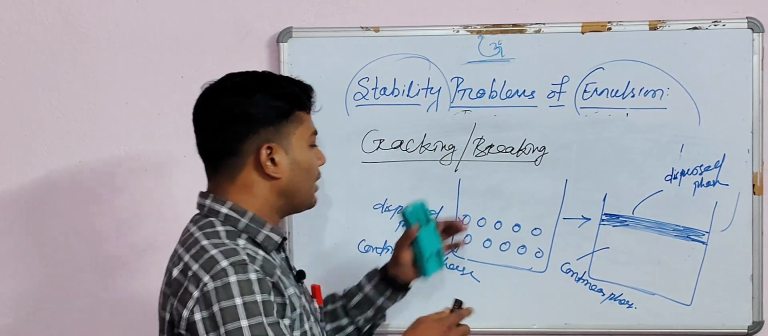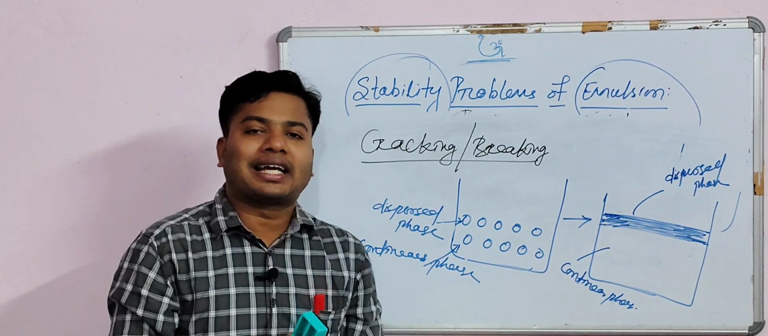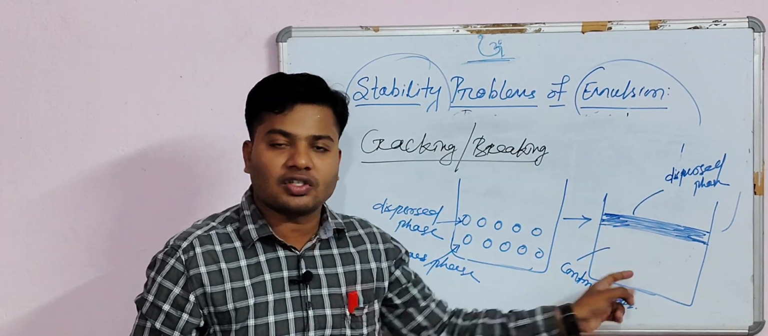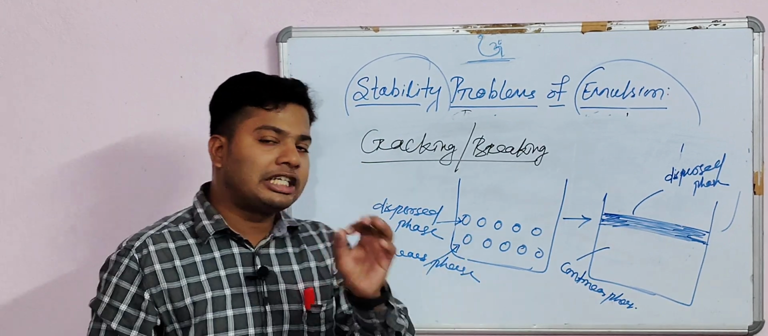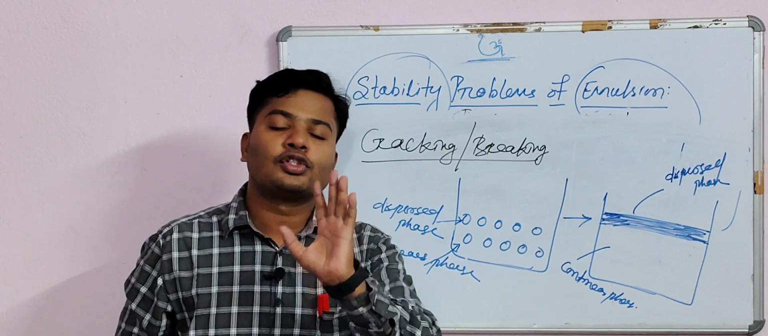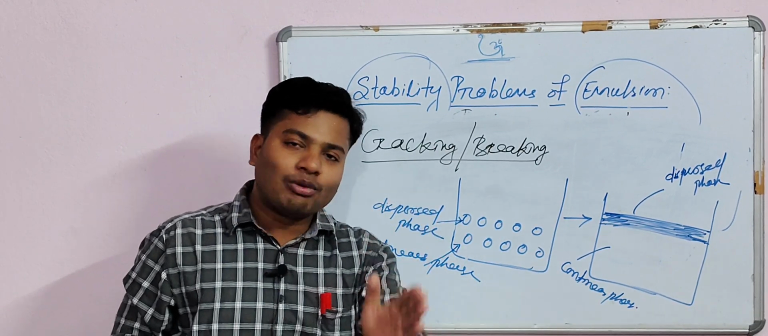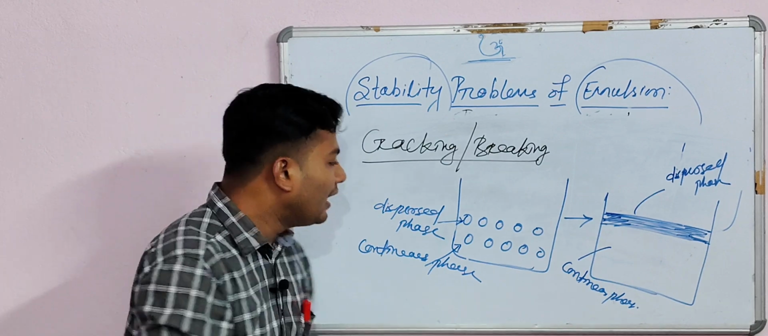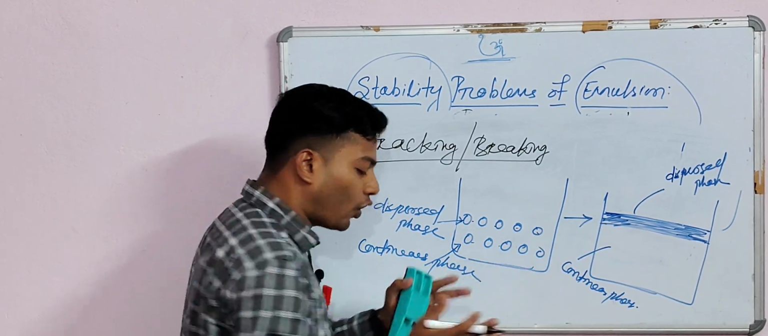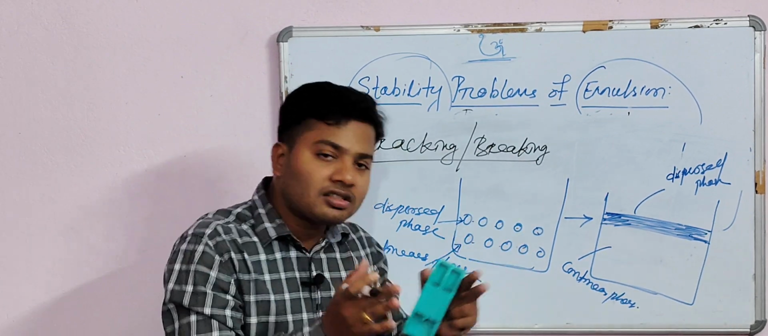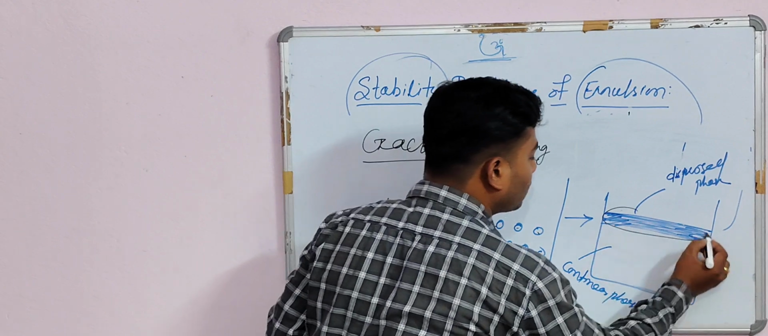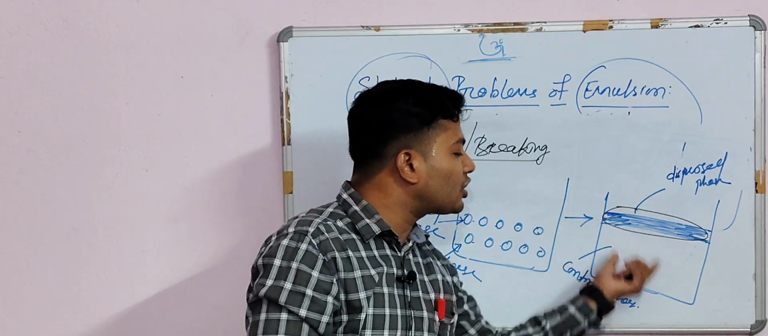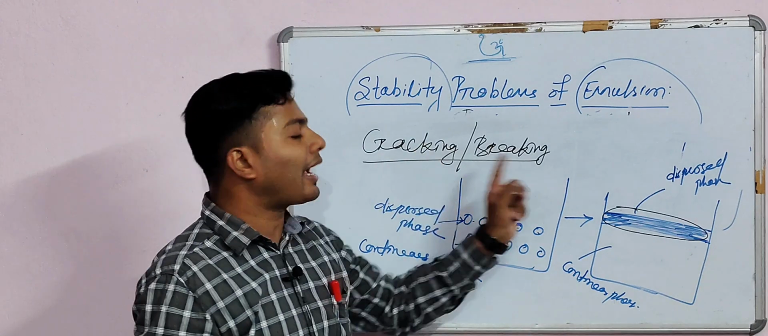My dear students, listen carefully to what I am telling regarding cracking. What do you mean by cracking? Cracking means the complete separation of two layers, one is the dispersed phase and the other is the continuous phase, due to coalescence of dispersed globules during storage. That means during or after preparation, when you store it, the globules come in contact with each other and coalesce, forming large globules. That leads them to separate from each other, and when the two phases separate, you can say that is cracking or breaking.